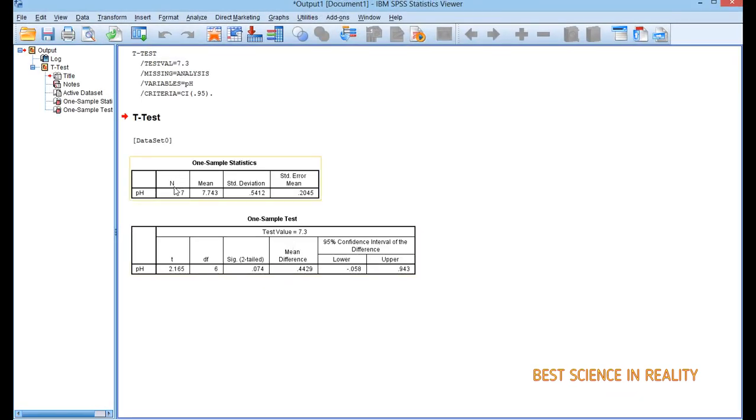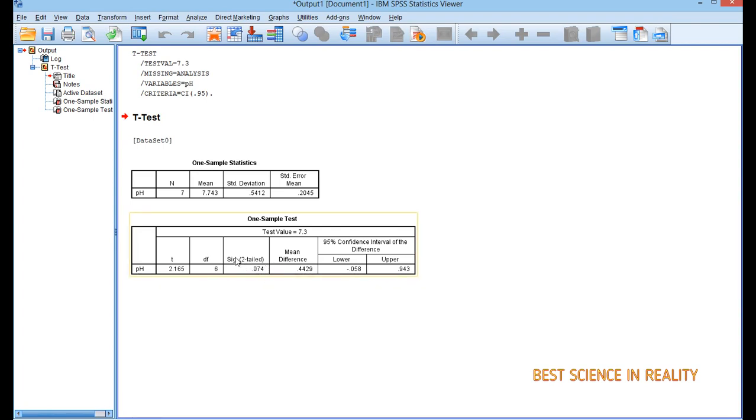So it has computed, and it's showing the number of pH values from the samples you've collected, which were 7. This is the mean, standard deviation, and this is the standard error. This is the t. The degree of freedom is 6 because there were 7, and we get degrees of freedom from n minus 1. Our n was 7 minus 1, so we get 6, and we are getting a p-value of 0.74, and 0.74 is above 0.05, so it means the pH does not vary significantly.